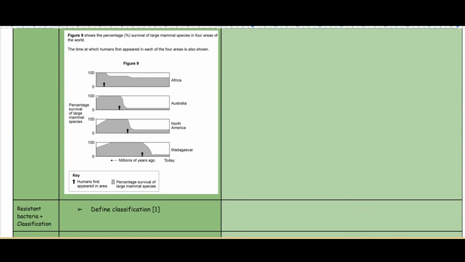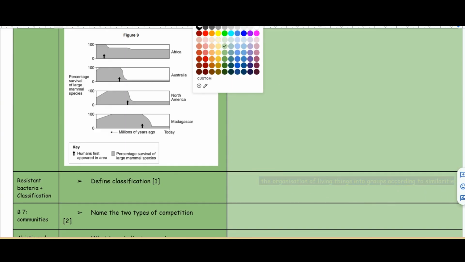So the final question is to define classification. Classification is the organization of living things into groups which have similarities.